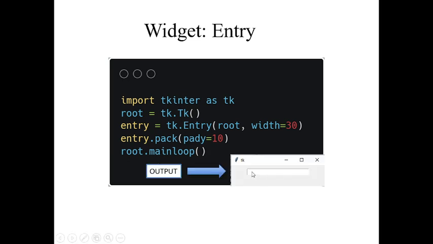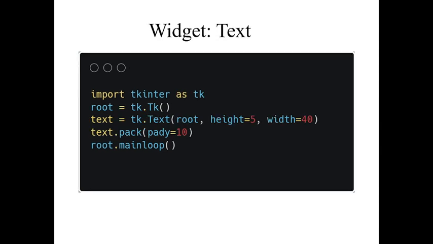Let's see the output. This is the output. This length is of 30 characters. This is given. The distance from the y will be 10, and this is the entry widget, to take the entry, to enter some data from the user.